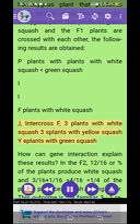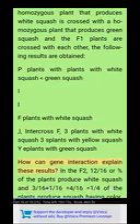Intercross F1. 3 plants with white squash, 3 plants with yellow squash, 1 plant with green squash. How can gene interaction explain these results?